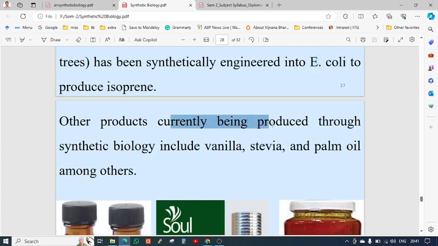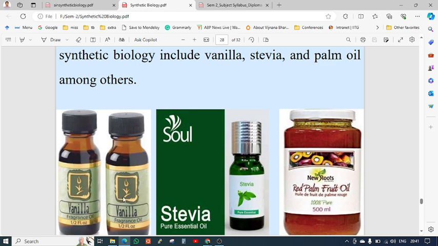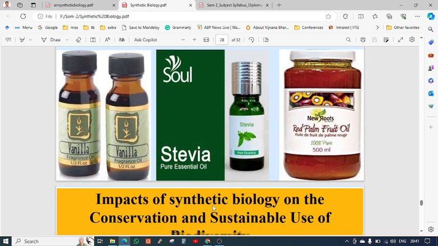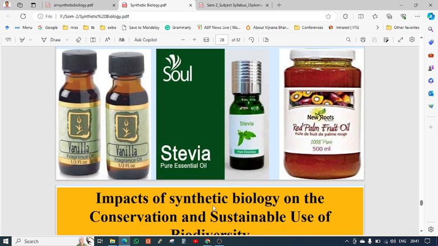Other products currently produced through synthetic biology include vanilla, stevia, palm oil and other things. These are also synthetically produced nowadays in laboratories. Previously, we could only get them from natural sources, but nowadays we can produce these things synthetically in the laboratory. These are the different products we also utilize day by day in our life.